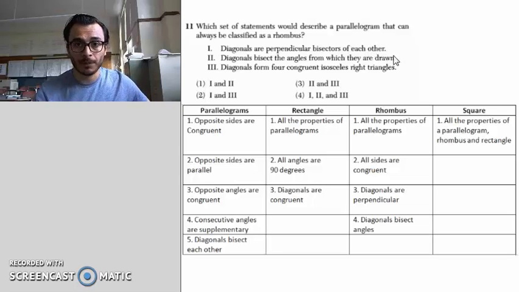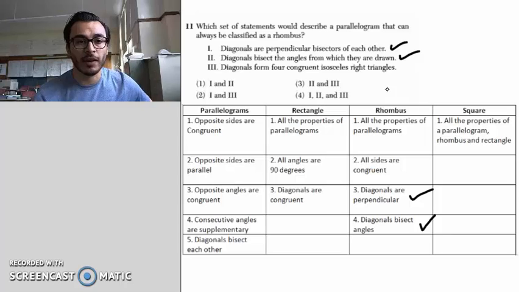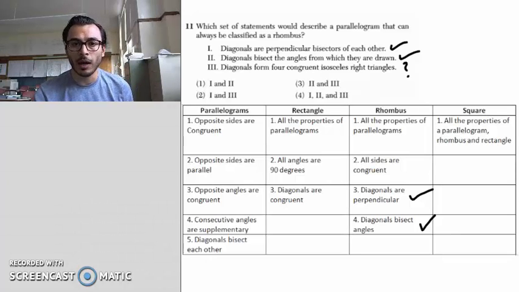Okay, so number 11, which set of statements would describe a parallelogram that can always be classified as a rhombus? If you know your properties, these are the properties here. This was not given on the test. I just added that here. You know that in a rhombus, the diagonals are perpendicular and the diagonals bisect the angles. So we know that option 1 and option 2 are viable ways to describe a parallelogram that can always be classified as a rhombus. Option 3 says the diagonals form 4 congruent isosceles right triangles.